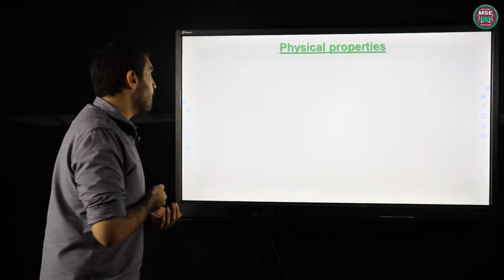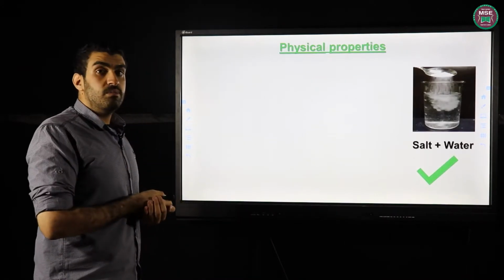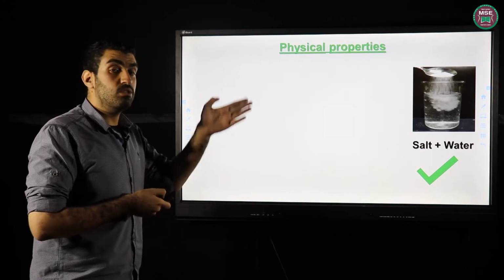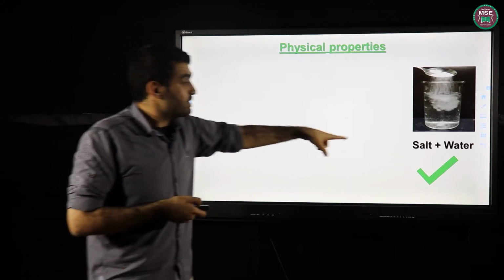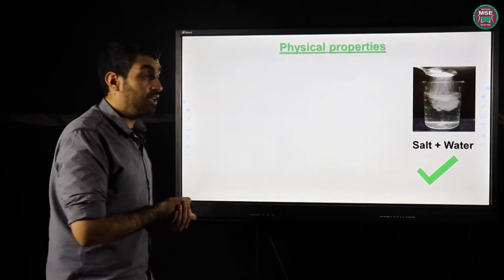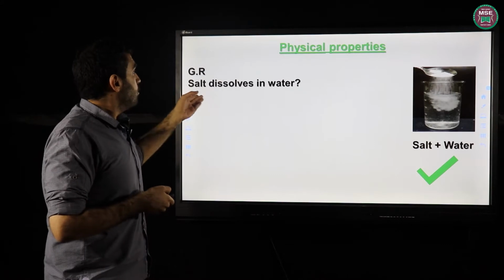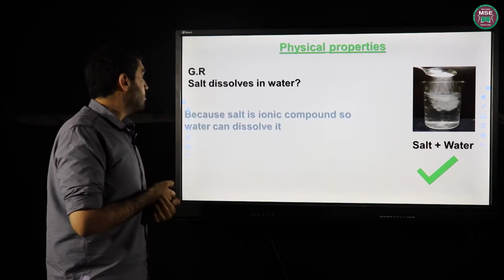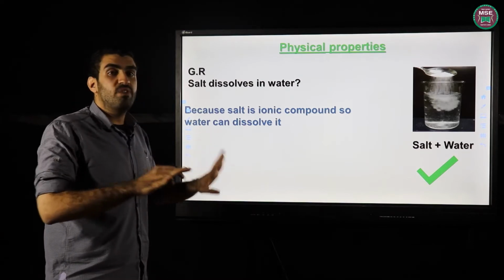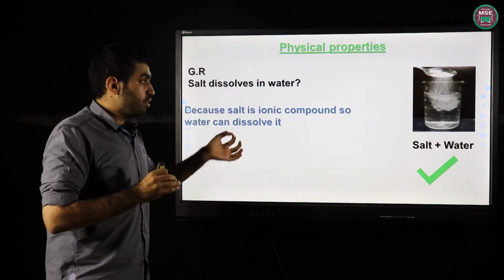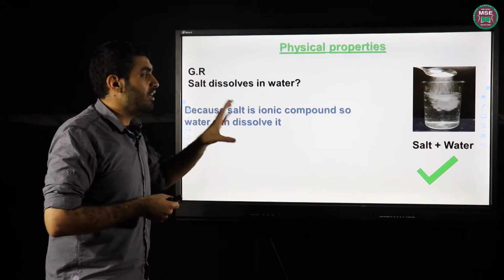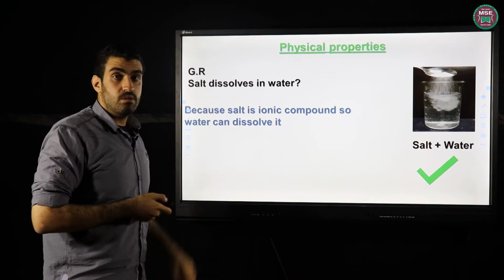Okay, let's see why. In the first case, salt and water. Salt dissolves in water, producing salt solution. I have a solute which is salt, I have a solvent which is water. Give reason: salt dissolves in water because salt is an ionic compound, so water can dissolve it easily. So water can dissolve most of the ionic compounds. For example, any ionic compound in water dissolves easily.